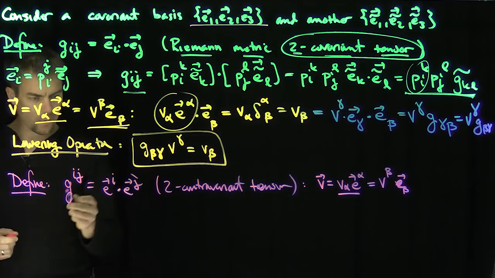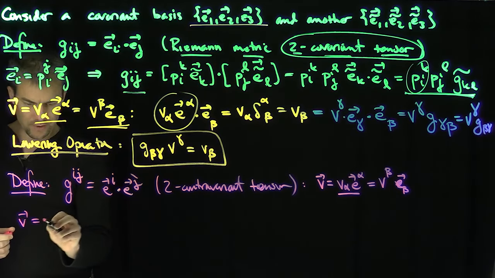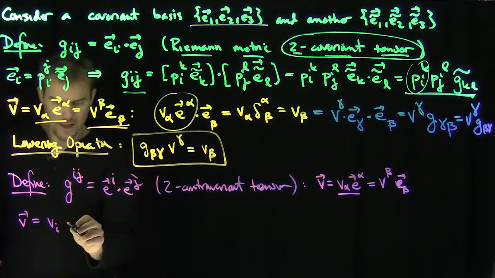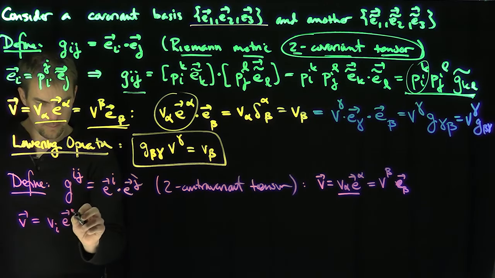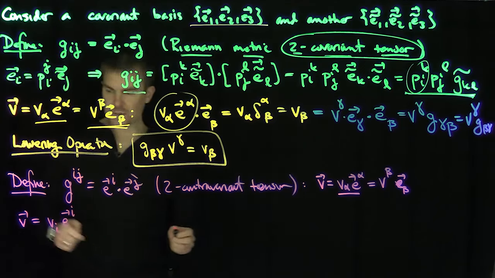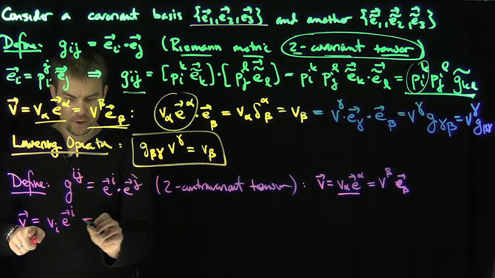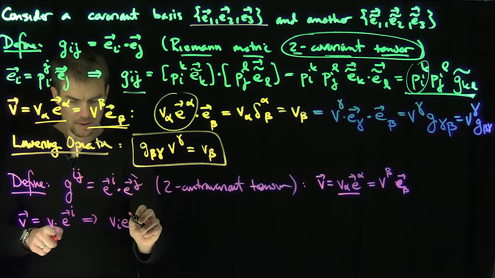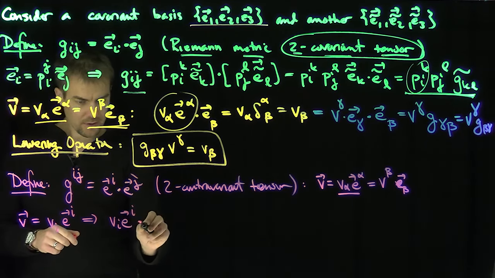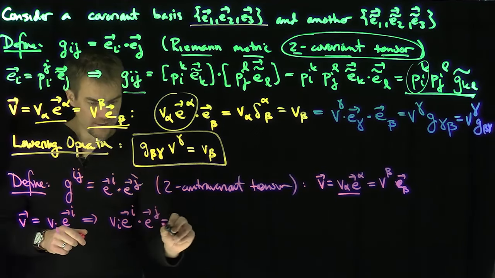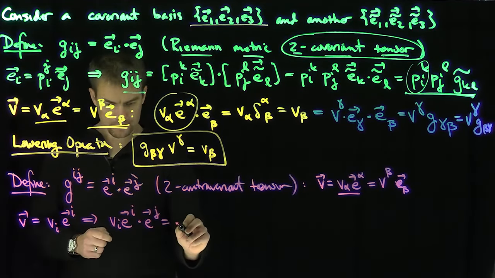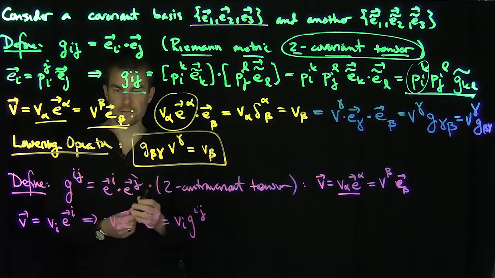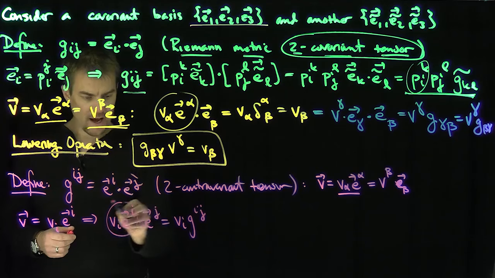So what I want to do is look at V, which is V^i with E_i upper, and then hit both sides of this with E^j upper. In other words, if I look at E^i dot E^j, that gives me V_i and then G^ij. So if I do this V_i representation with G^ij, I get this representation.